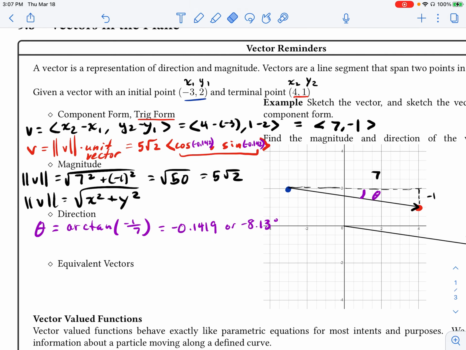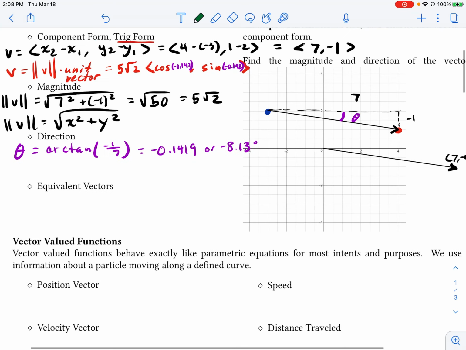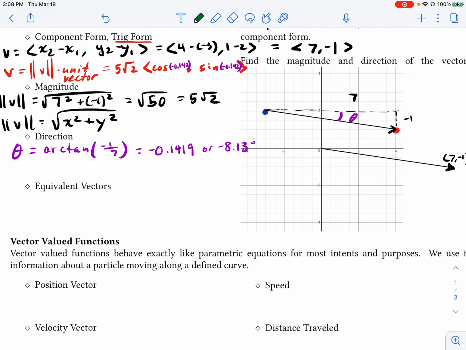Now, finally, equivalent vectors. Well, I already kind of touched upon this when I talked about a vector being written in component form. But the idea is, can you come up with a vector that may have a different initial and terminal point, but still has the same component form? So pause the video and see if you can think of an equivalent vector here, something that has the same direction and the same magnitude.